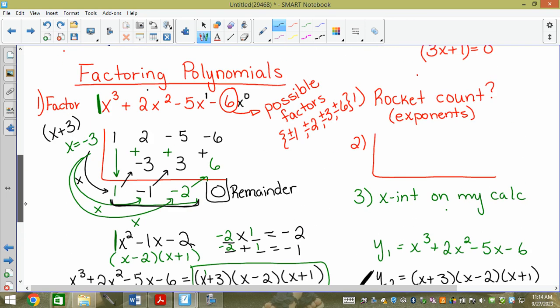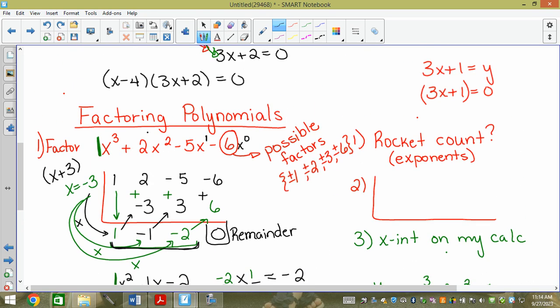Number 2. If we didn't use our calculator, we would have to plug in 1, see if we get 0, plug in negative 1, see if we get 0, plug in 2, see if we get 0, plug in negative 2, see if we get 0. And we'd plug in all the possible ones until we actually get 0, and then we'd use that one. If we didn't have our calculator to look for x-intercepts, we'd plug in these over here and just see till we get a 0. Okay? So you'd have to just guess and check.